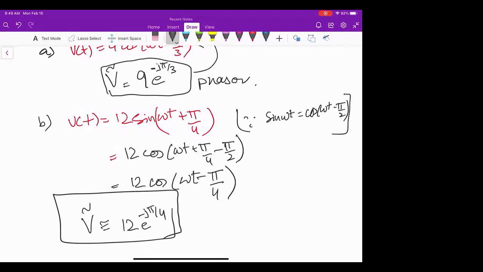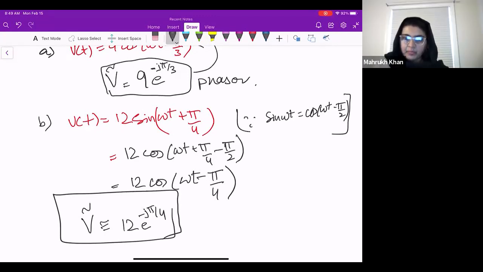So when we're trying to find the phasors of a sinusoid signal, if we're given a sine, we always have to convert it to a cosine? Yes. Okay. Yes.